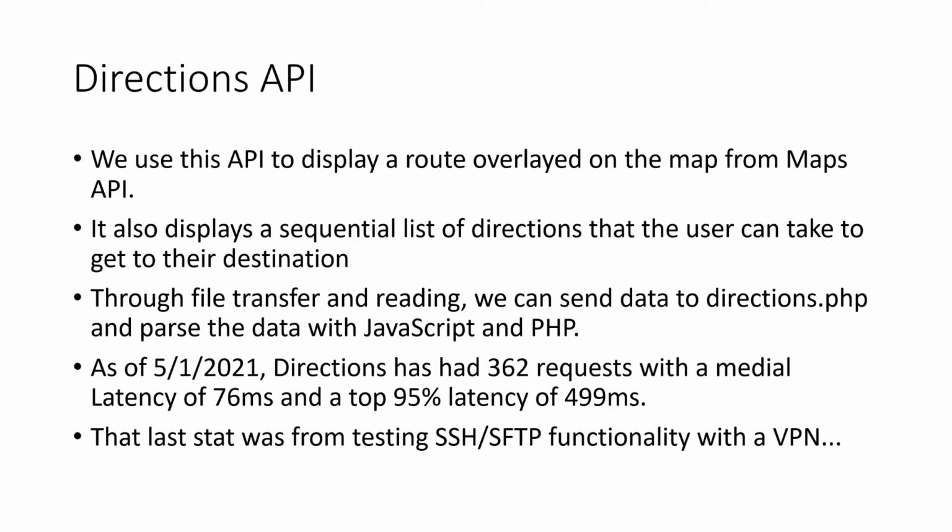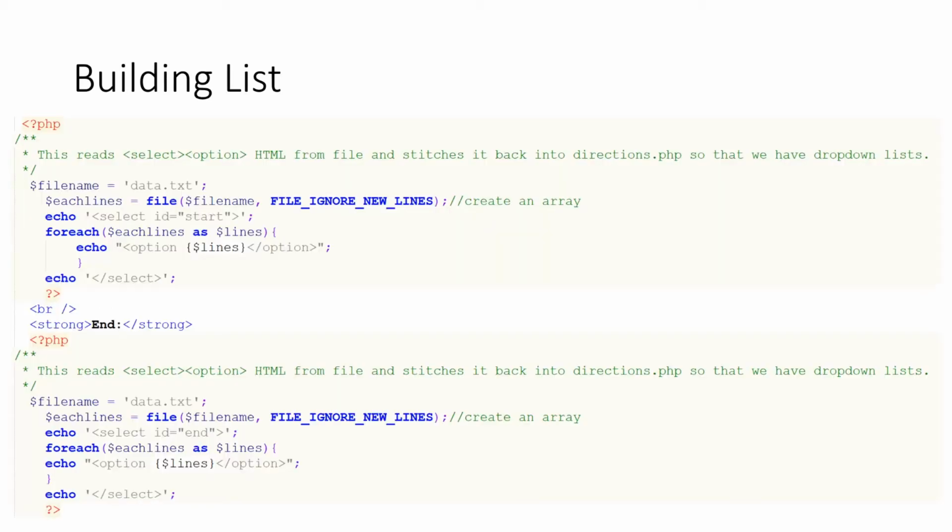Now, by sending files to and from the server, that's how we control data in regards to building lists and navigation. And as of 5/1/2021, the Directions have had 362 requests with a median latency of 76 milliseconds and a top 95% latency of about 500 milliseconds. Now, the reason why this number is so big is because we were testing around with VPNs in regards to connecting to the server through the app. And that was the result whenever we couldn't SSH into the server because we had a VPN on.